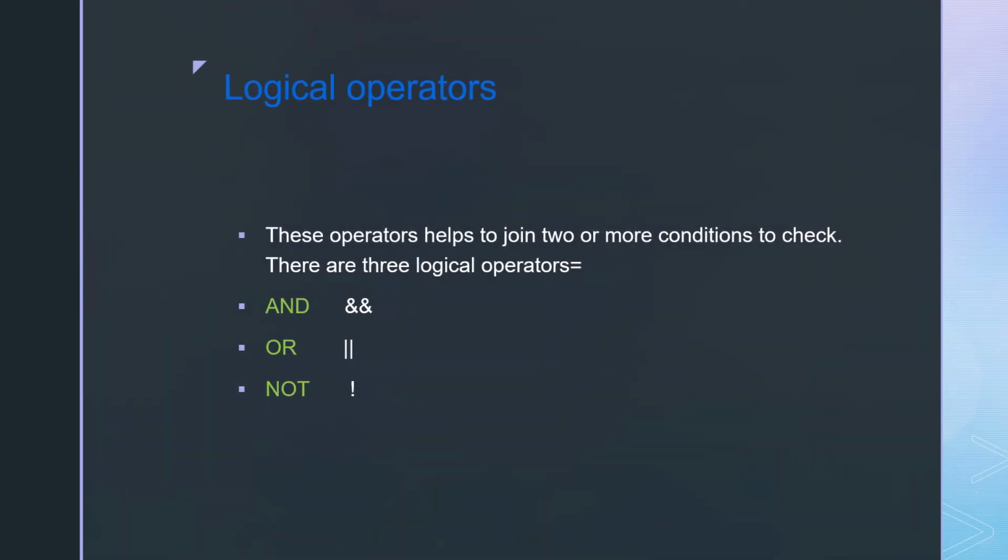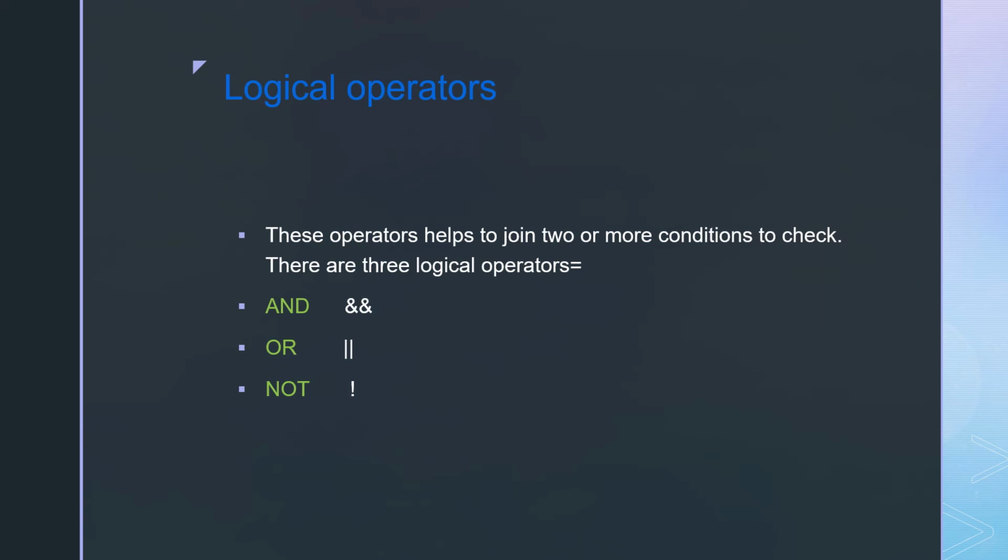Next, logical operators. These logical operators give us values in true and false. But they help us to check not just one relational value, they help us to check more than one relational value, means one or two expressions or conditions. Now three are there: and, or, and not.